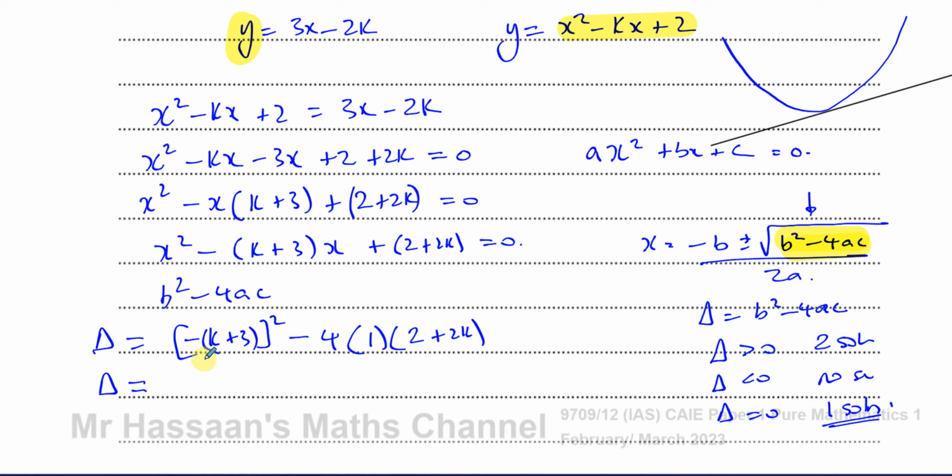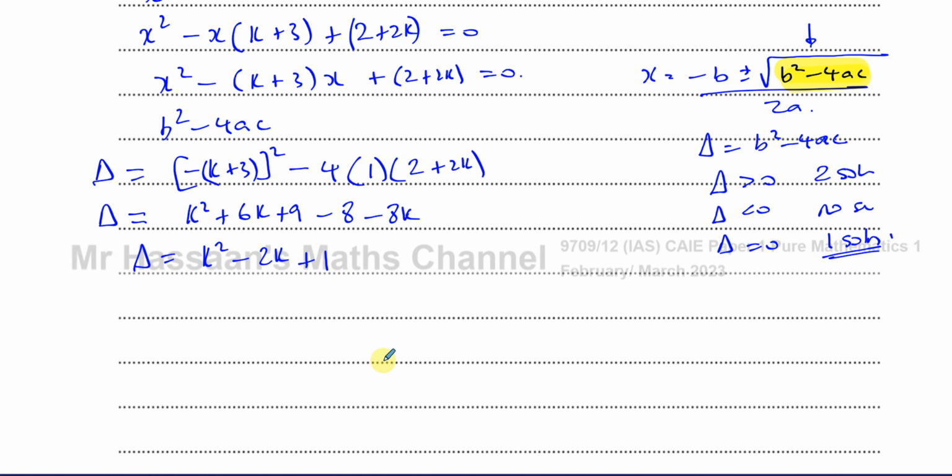So if you expand this, it's going to be the same as k plus 3 all squared, which would be k squared plus 6k plus 9. Then minus 4 times 2 is minus 8. And minus 4 times minus 2k is minus 8k. So an expression for the discriminant is going to be k squared, 6k minus 8k is minus 2k, 9 minus 8 is plus 1. So the discriminant is given by this expression, k squared minus 2k plus 1.